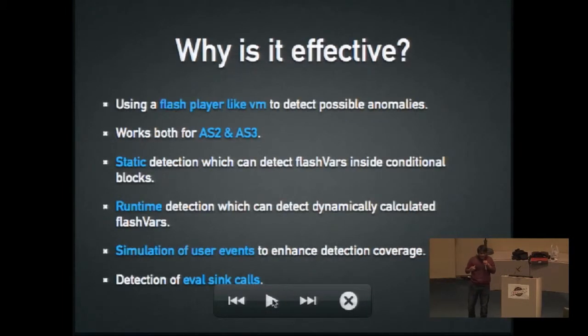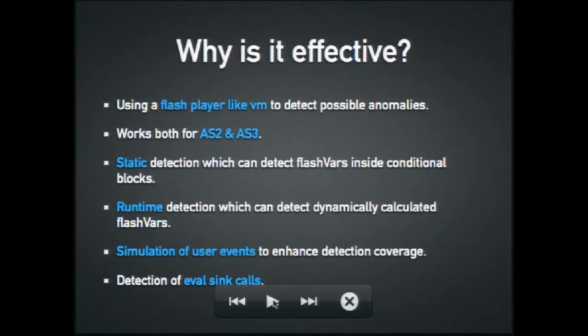You have a tool which runs a flash file. What is the best way you can use it? Just place hooks at the right points in the player and extract the information you need. That is really effective. So, Flashbang was built on top of Shumway. We use the Shumway virtual machine, load the flash file into it, and then get the information we require. And since Shumway works for both ActionScript 2 and ActionScript 3, Flashbang works for both as well.